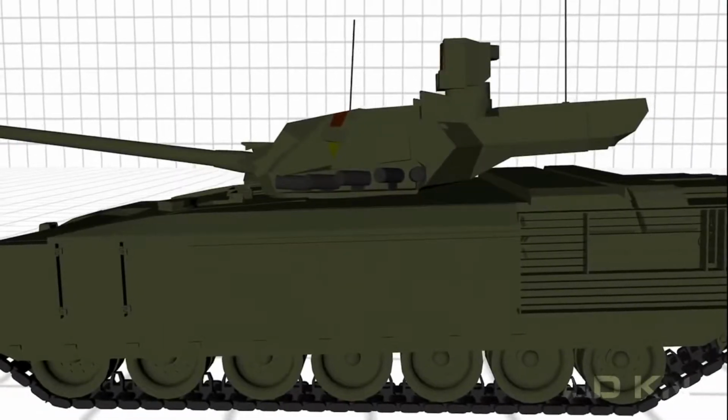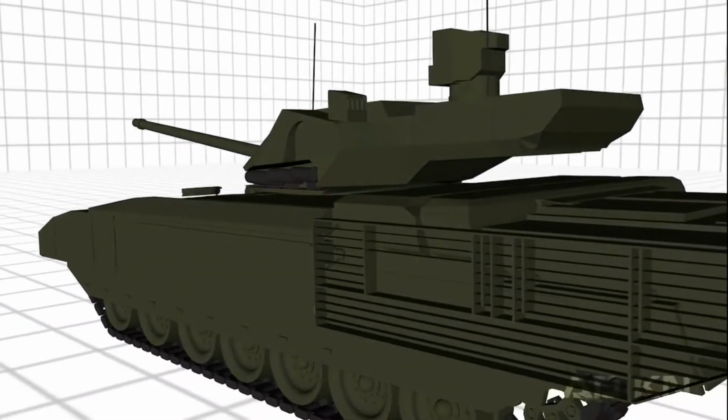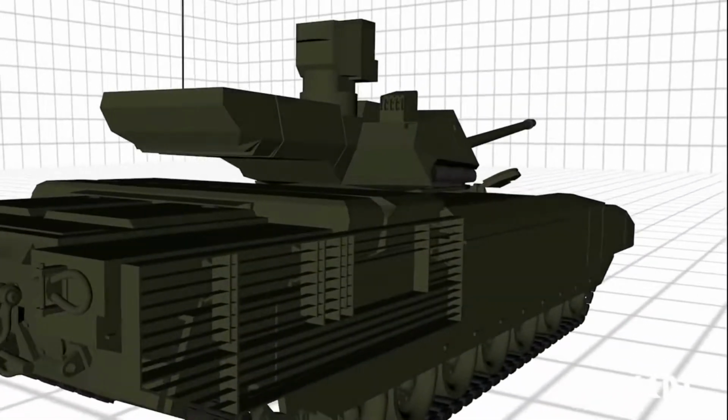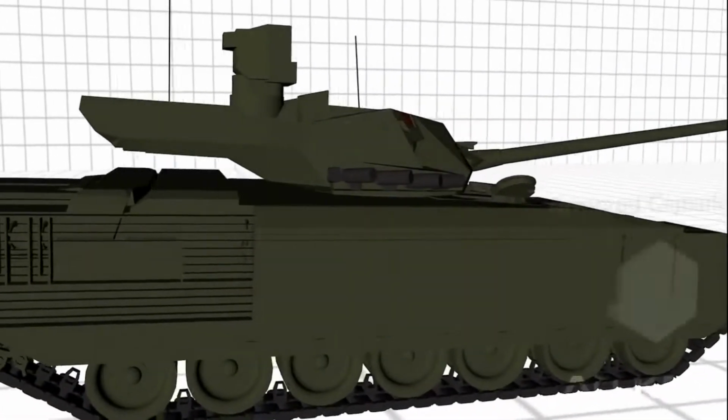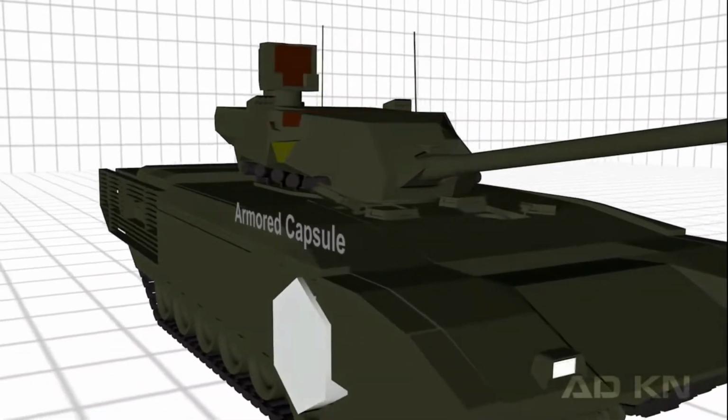The T-14 Armata is equipped with modular armor made of steel, ceramics and composite materials. The exact composition of its armor is classified. Compared to older designs, its crew is located inside a heavily protected capsule with ultra-thick armor.